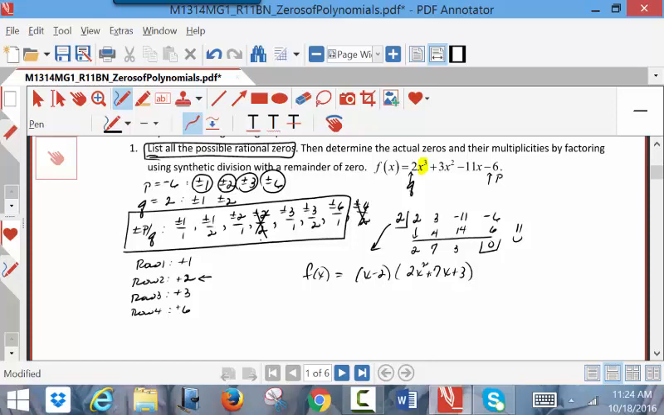Okay, so now it says list the possible rational zeros that we did, and then determine the actual zeros. Well, to get the actual zeros, we have to fully factor this polynomial. So in other words, when I get an x squared term, I should be able to just factor it. I'm thinking that this is going to factor into something.